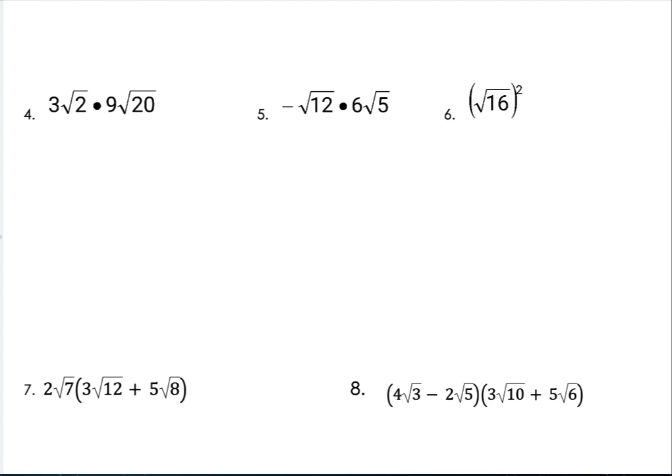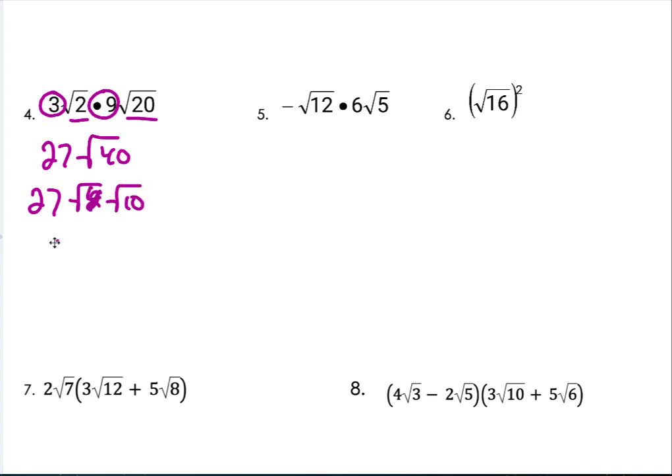Last couple here. So 3 times 9 is 27. 2 times 20 is 40. Well, that's really square root of 4 times square root of 10, which gives me 54 square roots of 10.